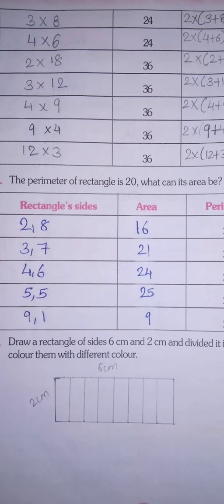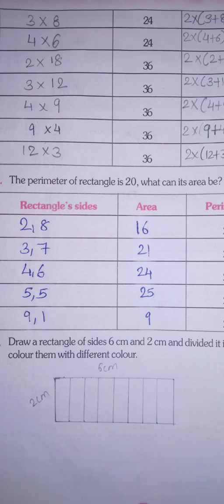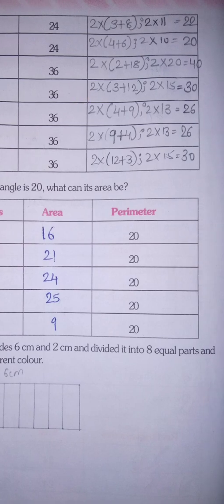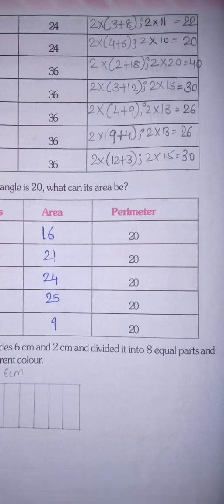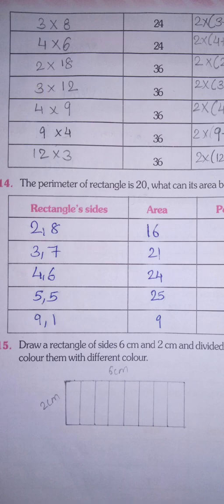18 2s are 36, you know about it. 18 2s is 36. So we have got two sides here. We will use the perimeter of rectangle formula, that is 2 into length plus width. 2 into length was 18 and 2 was the width, and 18 plus 2 is 20, and 2 into 20 you will get 40.